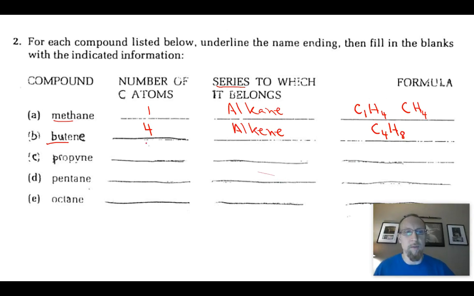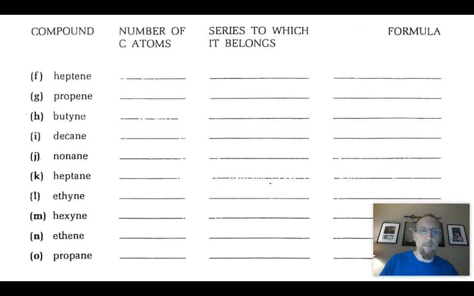And then we'll do the next one, C, as an example also. And then you can do the rest on your own. So prop is 3. It ends in yne, so we know it's an alkyne. So those are our 3 types of organic compounds. And if it's an alkyne, it's going to be CnH2n minus 2. So my N is 3, so C3. And then 2 times 3 minus 2 is 4. So that's what our formula would be. So I want you to do that for the rest of those in this part, all the way down up to O here.